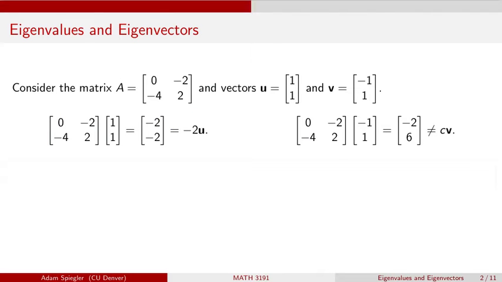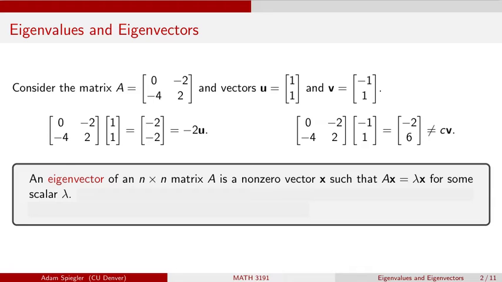So now we're ready to define these terms, eigenvalues and eigenvectors, in light of this example. An eigenvector of an n by n matrix, and it's really important to point out here that we can only discuss eigenvalues and eigenvectors for square matrices, where the number of rows and the number of columns are the same. So an eigenvector for a square n by n matrix A is a non-zero vector x such that multiplication by the matrix A is equivalent to scalar multiplication by some scalar lambda.